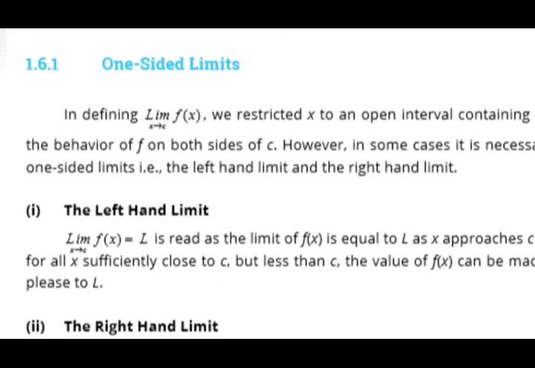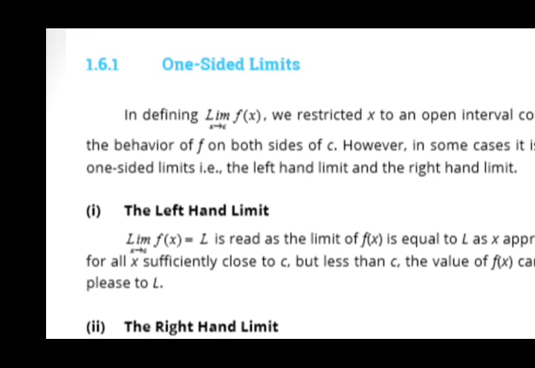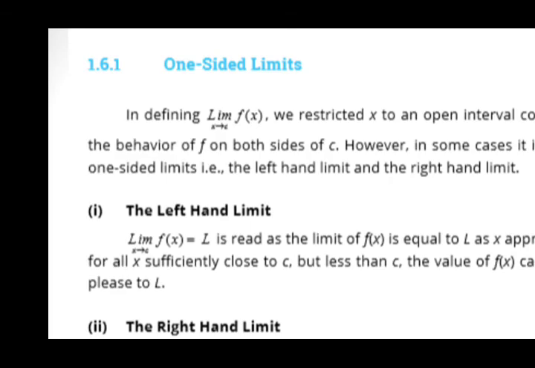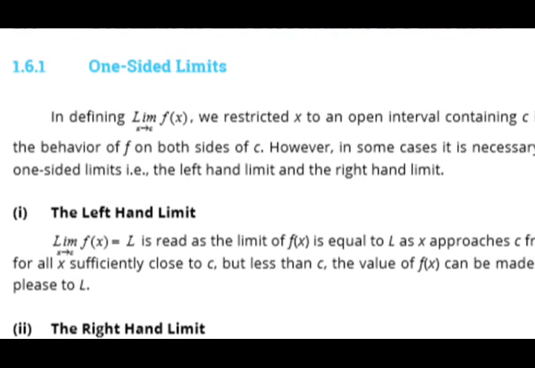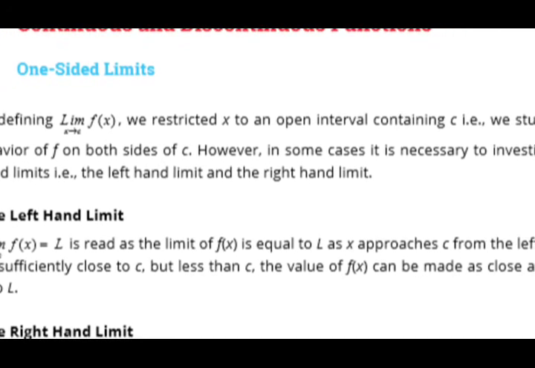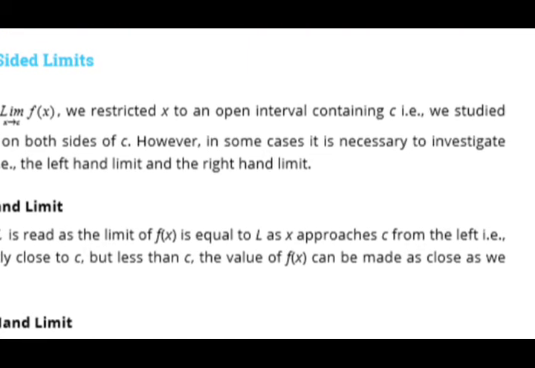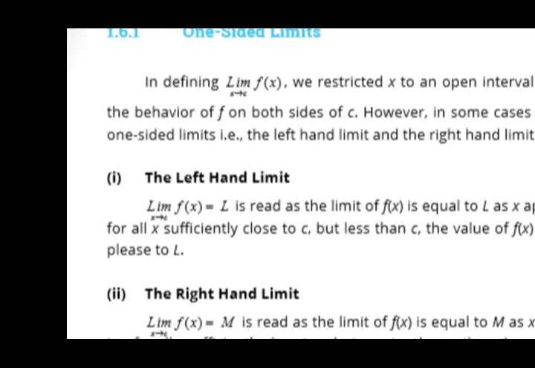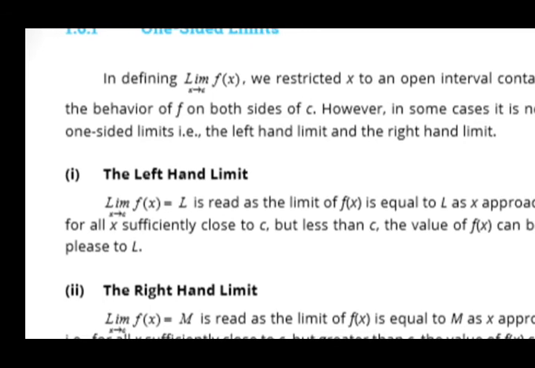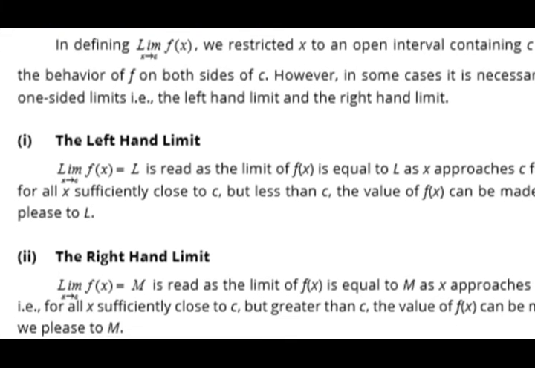Both sides of c means if c is equal to 2, we check the limit at 1.99 and 2.01, less than and greater than. However, in some cases it is necessary to investigate one-sided limits, the left hand limit and the right hand limit.